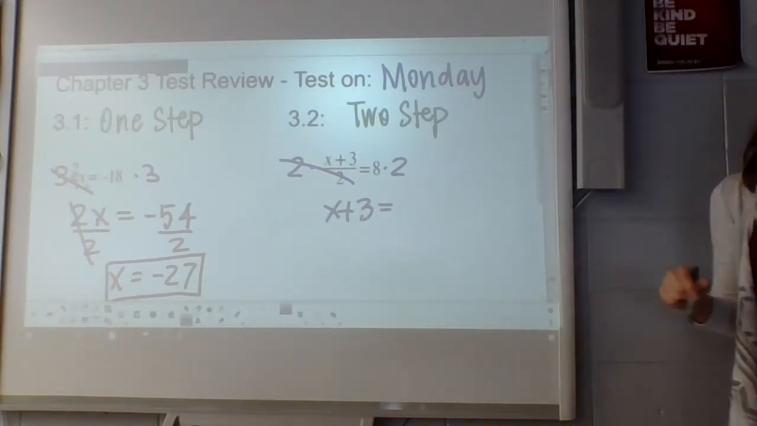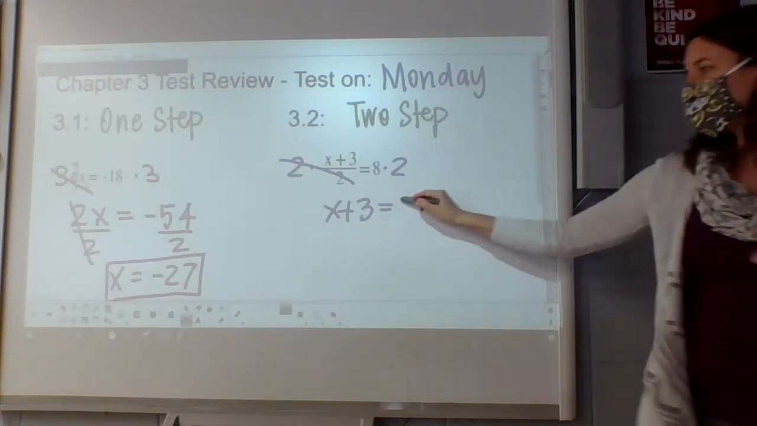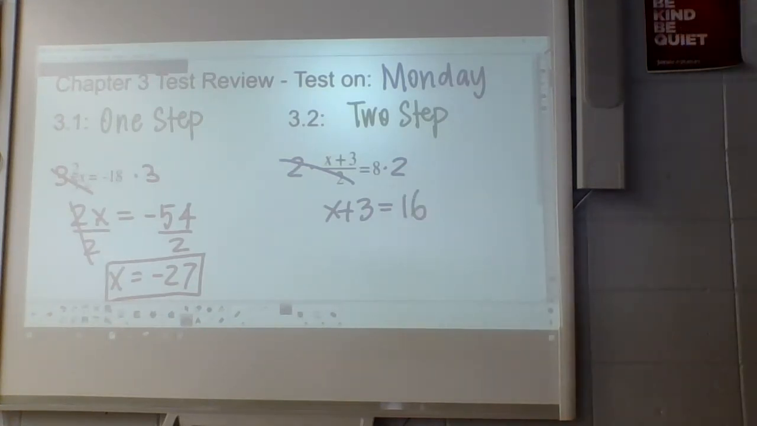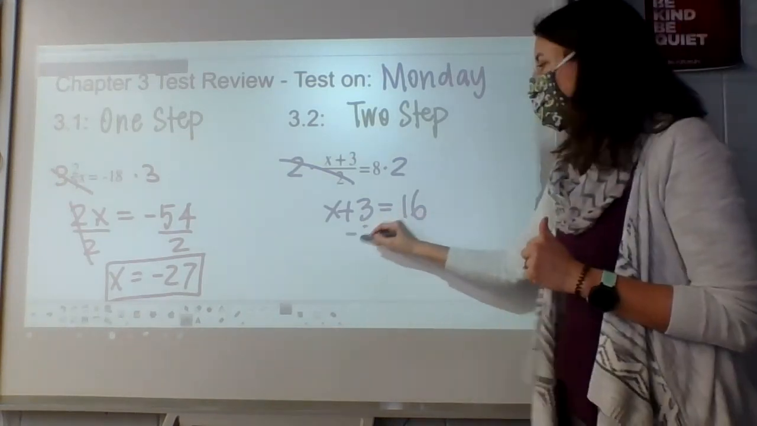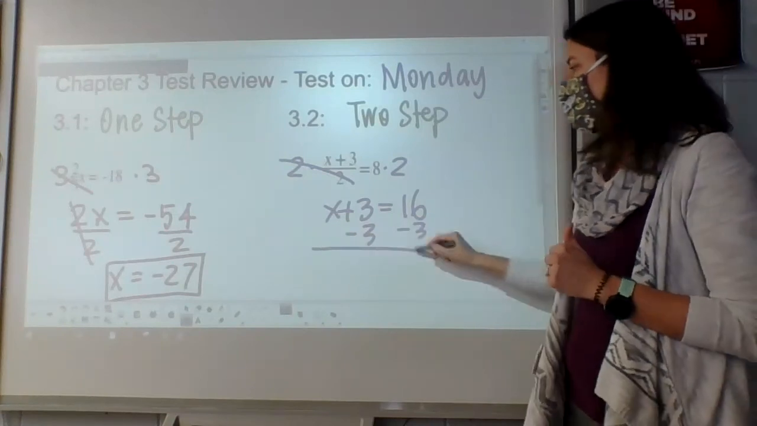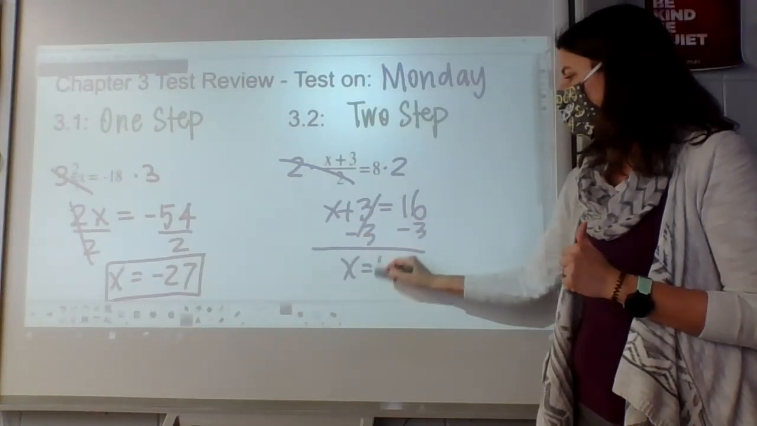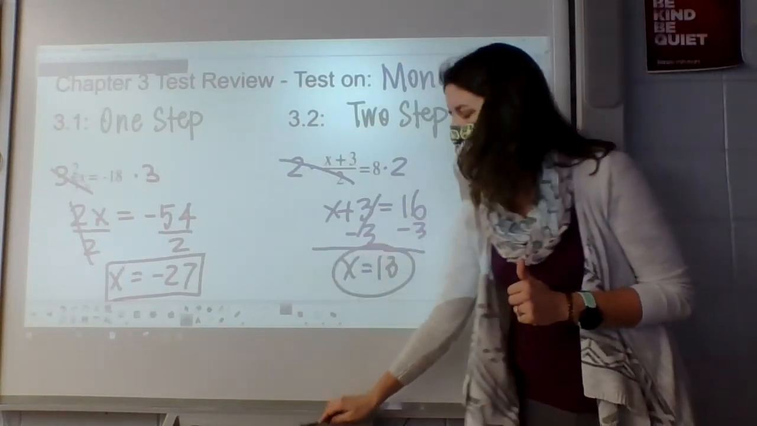So 8 times 2 ends up being 16. Very good. And then we're going to move that 3 away. So we'll subtract 3. And that one kind of breaks our rules a little bit in terms of the order that we do things. So we end up with x is 13.